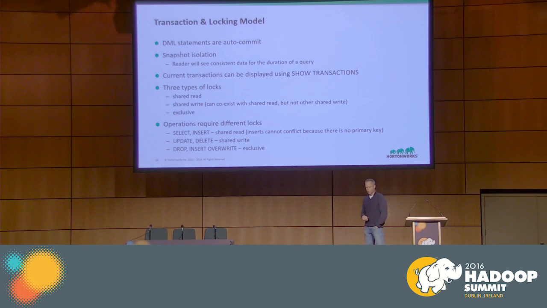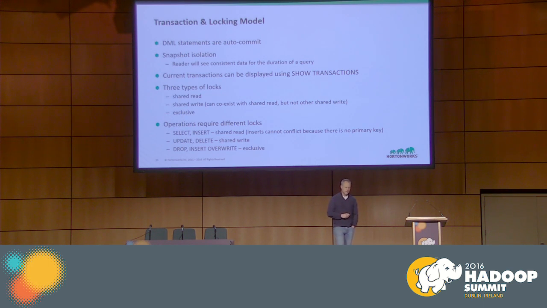So what do we support in the transaction and locking? Right now, all our statements are auto-commit. We don't yet support begin or commit rollback. So if you do an update or a delete, it will automatically commit as soon as it's done. It is ACID compliant in as much as it will either succeed or fail, not halfway. But you can't do a begin and then update, commit. That we don't support yet.